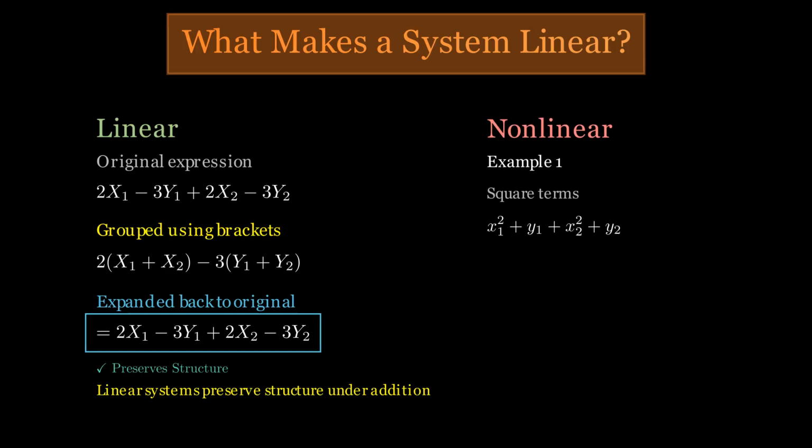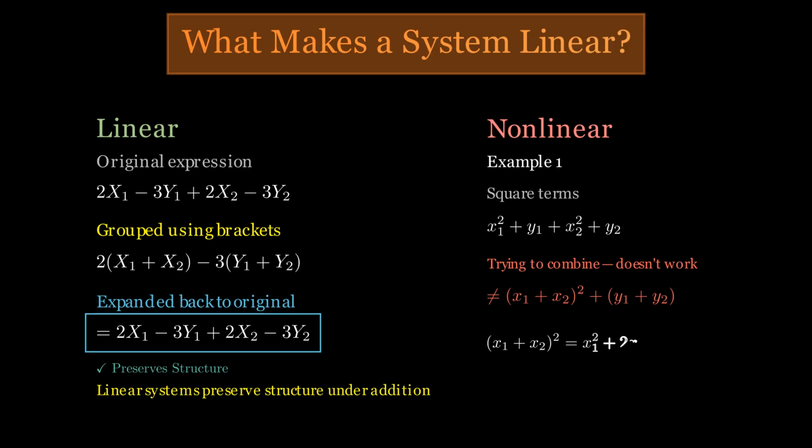Now let's understand which terms are nonlinear and why. Here's the first nonlinear example. We have x1 squared plus y1 and x2 squared and y2 separately, and then try to combine the x terms and y terms together. We know that when you square a sum, you get extra terms. Let's understand what happens when we expand x1 plus x2 the whole squared.